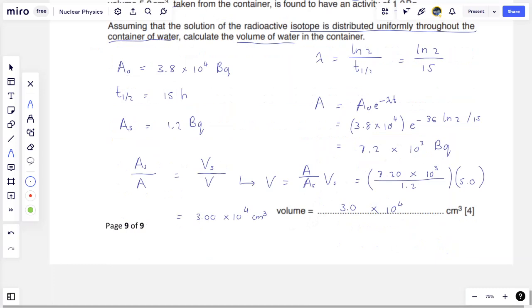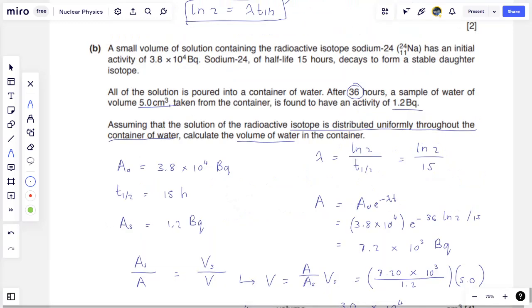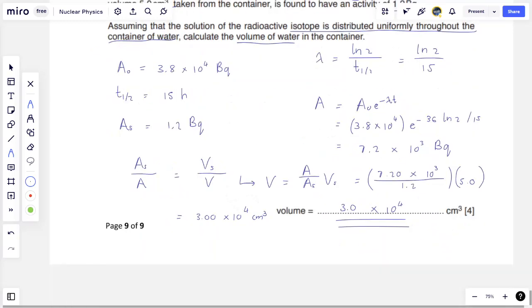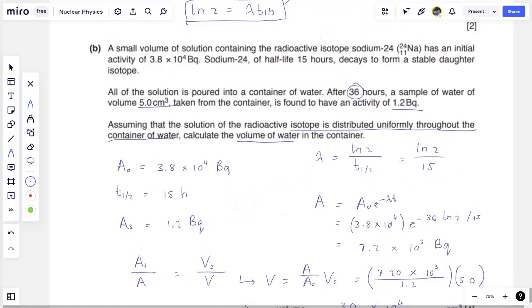So what it would have been is 7,200, and I brought it down to 1.2 becquerel, and in that process I required 3 times 10 to the power 4 cubic centimeters of water. This is one of those abstract problems. There's going to be plenty of these in your exam. Things that you have never seen before. It's going to test an aspect of your problem-solving ability that hasn't been tested or has been tested less.